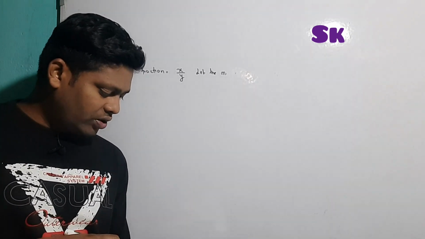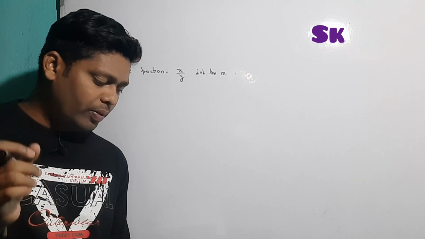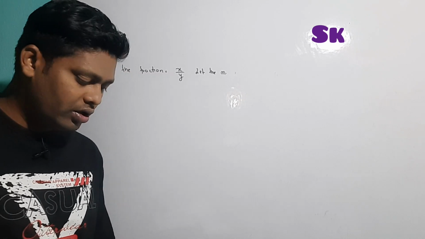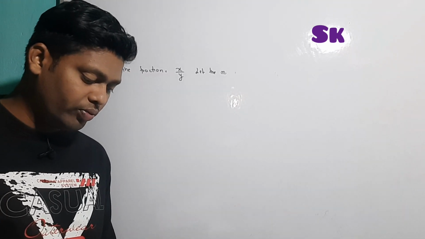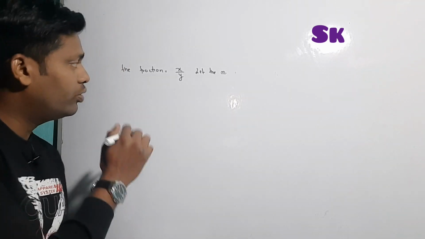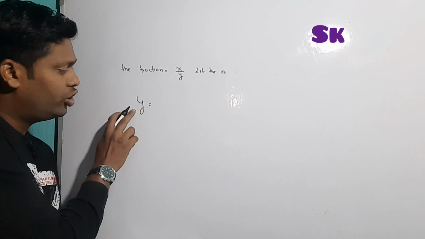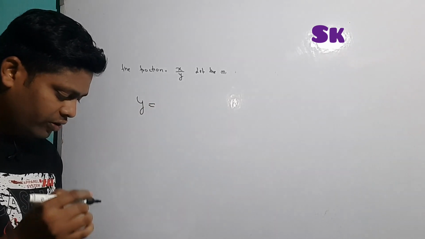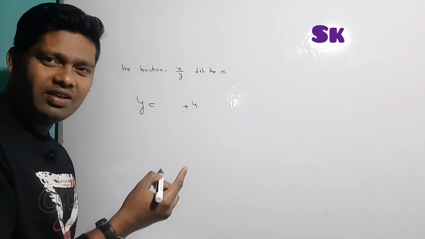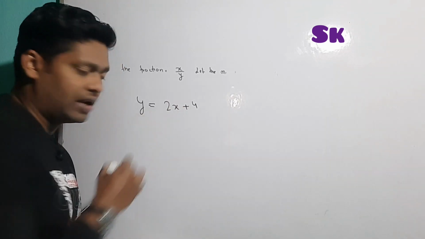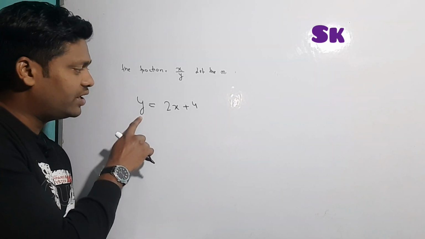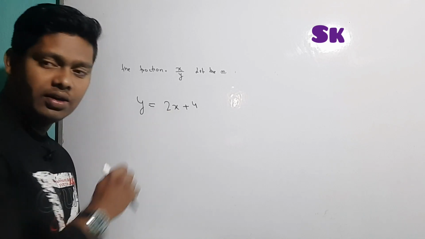Next, what they are saying: the denominator of the fraction is 4 more than twice the numerator. What does it mean? 4 more than twice the numerator. Which one, denominator or numerator? The denominator is equal to 4 more than twice the numerator. Clear? The denominator of the fraction is 4 more than twice the numerator.